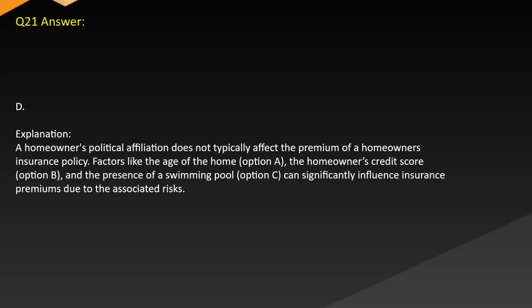Answer D. Explanation. A homeowner's political affiliation does not typically affect the premium of a homeowner's insurance policy. Factors like the age of the home, option A, the homeowner's credit score, option B, and the presence of a swimming pool, option C, can significantly influence insurance premiums due to the associated risks.